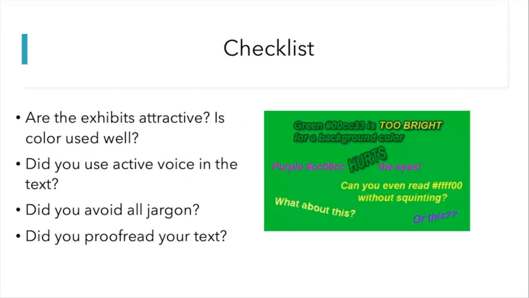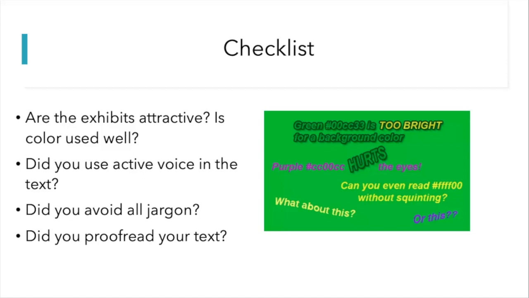The next thing is, is your digital poster session attractive? Did you use color well? Green is usually too bright for a background. Purple kind of hurts the eyes. Yellow makes you kind of want to squint. And then there's that light wavy text. So just make sure that you're really focusing on simple, attractive color schemes.